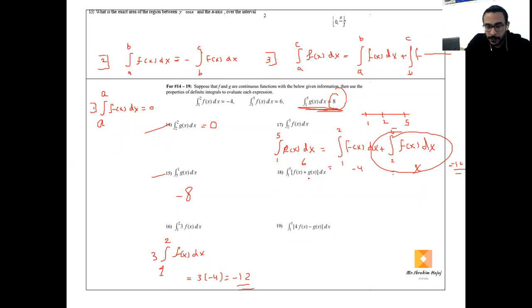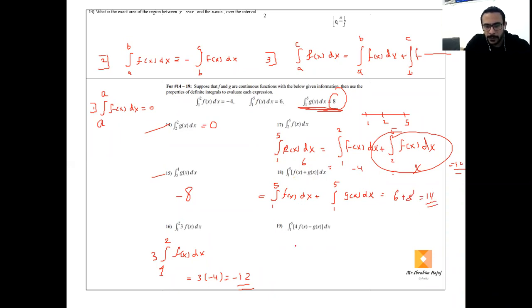From 1 to 5 for f of x and g of x, you can separate them: from 1 to 5 of f of x on its own plus from 1 to 5 of g of x on its own. So you get 6 plus 8, which is 14.